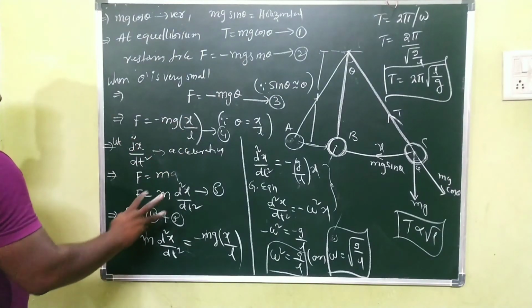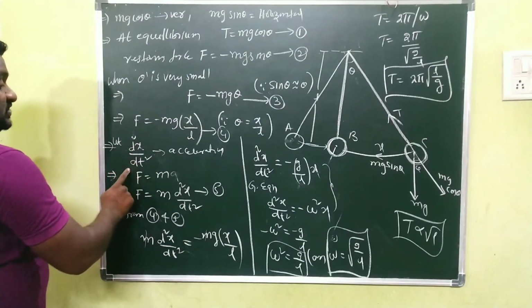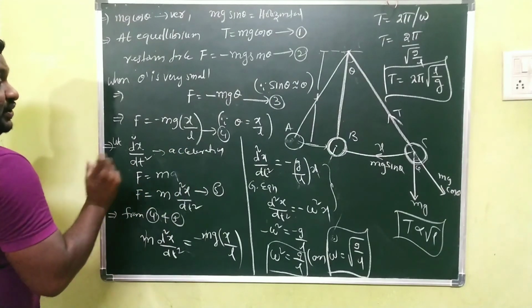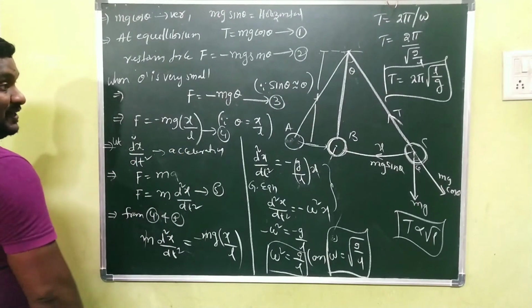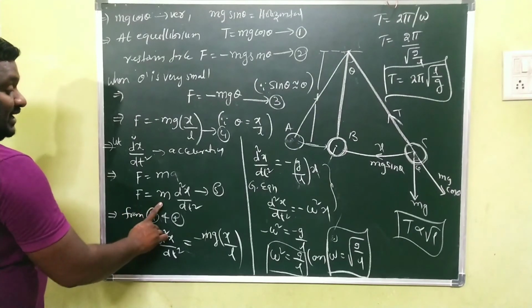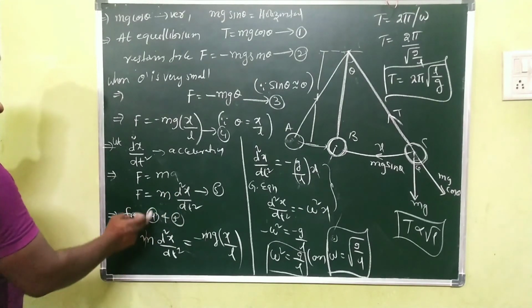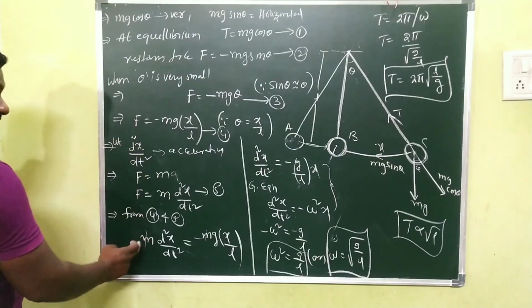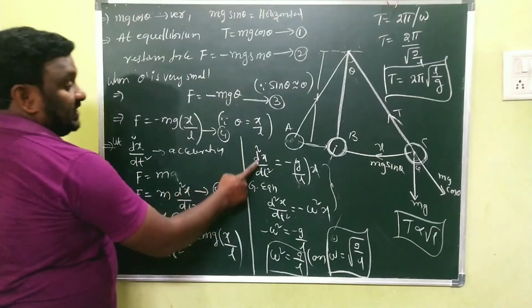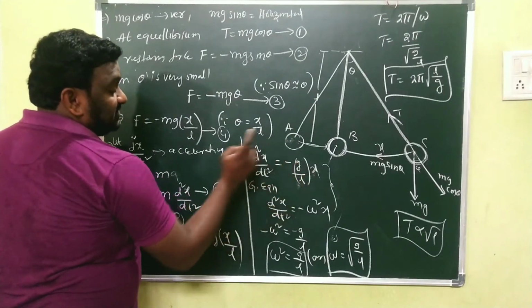So children, we will consider d square x by dt square as the acceleration. Then according to the second law, what do we write? F is equal to ma. Then F is equal to m into d square x by dt square, which we substitute. After that we have to compare these two equations. Equating these two, what do we get? D square x by dt square is equal to minus g by l into x.